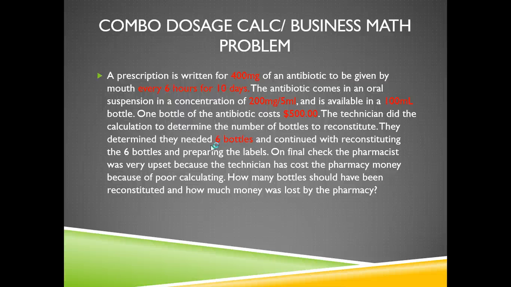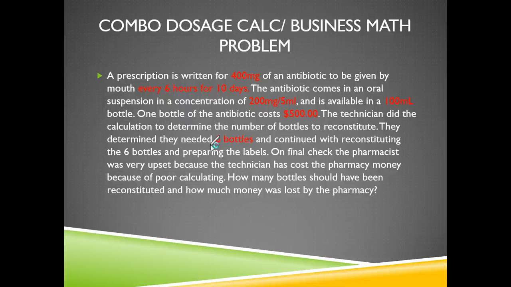The technician did the calculation to determine the number of bottles to reconstitute. They determined they needed 6 bottles and continued with reconstituting the 6 bottles and preparing the labels. On final check, the pharmacist was very upset because the technician has cost the pharmacy money because of poor calculating. How many bottles should have been reconstituted and how much money was lost by the pharmacy?